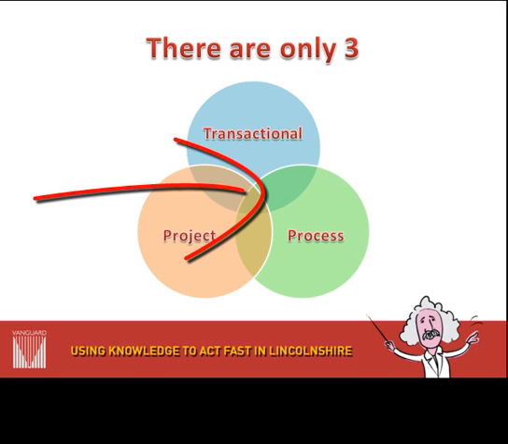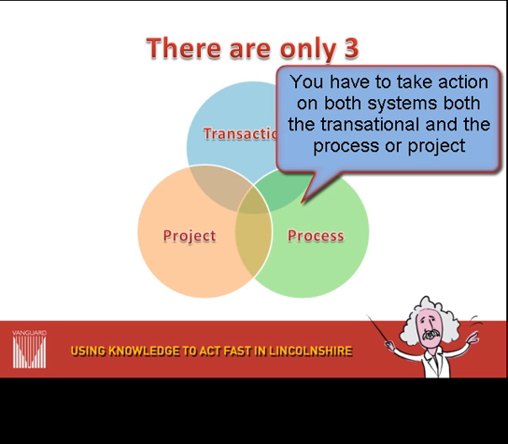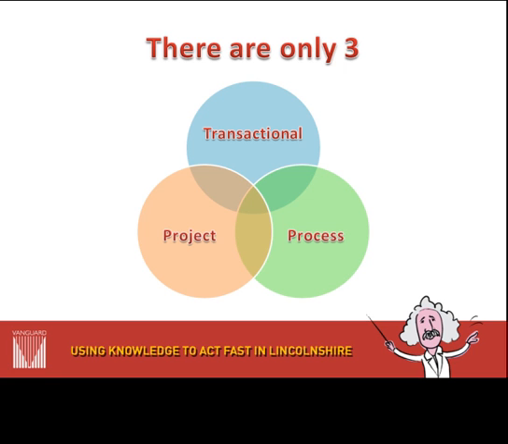Now, what you'll also see is that there are overlaps, almost like a Venn diagram, where certain systems are made up of transactional and process, or transactional and project, or maybe a little bit of process and a little bit of project. What this means is, when you understand this, you understand that you have to do something to improve the transactional element and the process element. So if you look at a system like housing repairs, it has a transactional element to it, which is what happens at that very first point of transaction where the customer comes in and makes a request to have the repair done. That's transactional. And then there's a process element where actually someone has to go out and complete the repair.